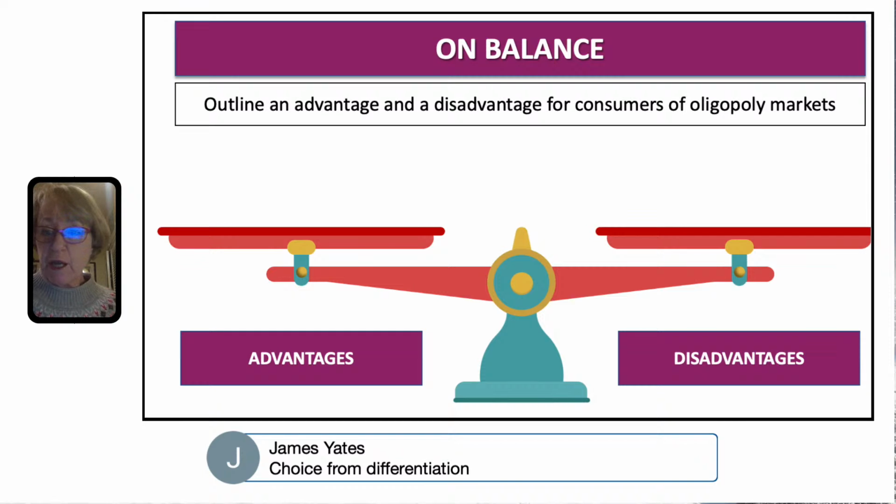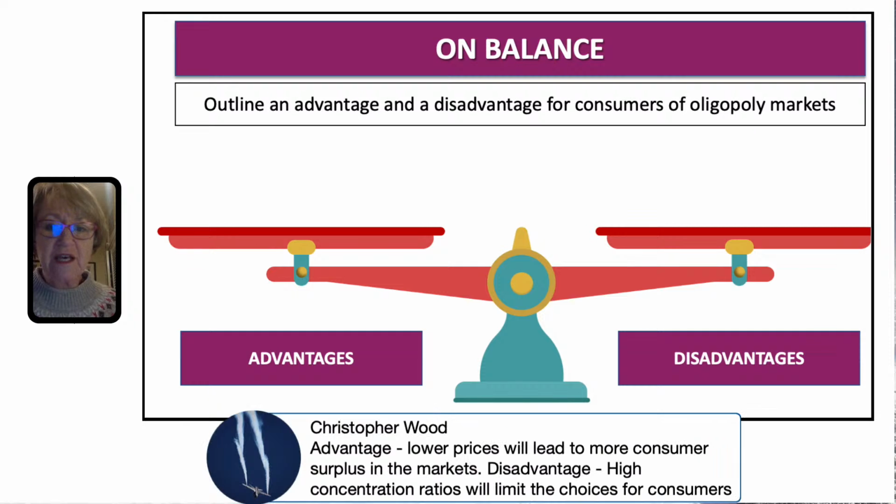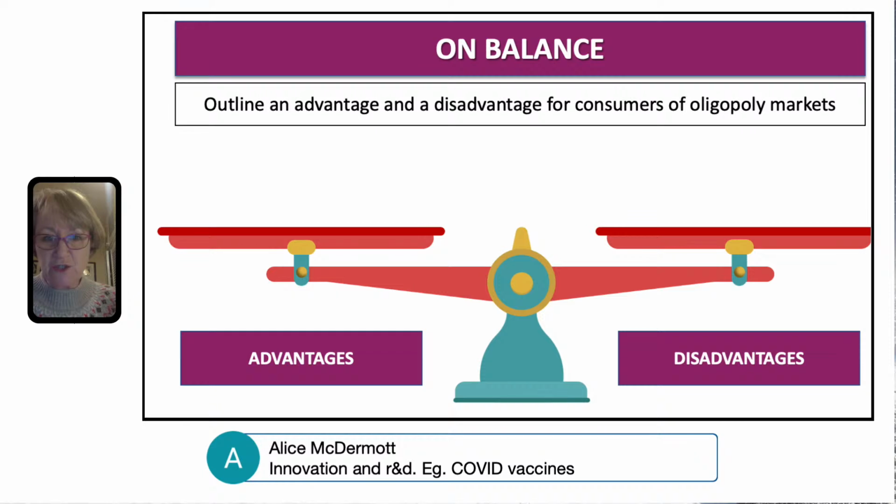Christopher Wood is saying lower prices will lead to more consumer surplus in the market. Why would we have lower prices? Can you tell me why? Give me a bit more of the chain of reasoning that takes you to that area.